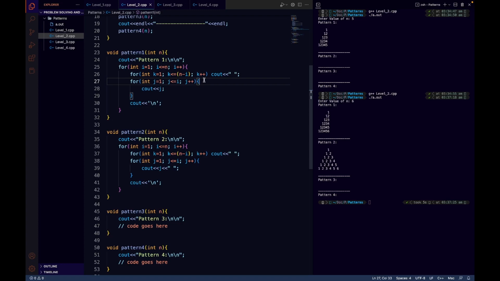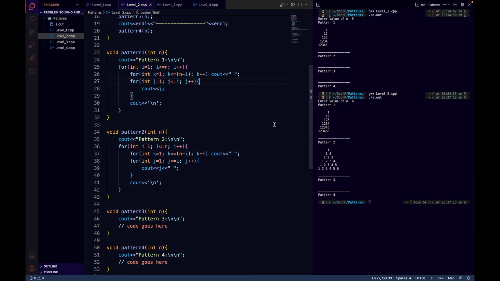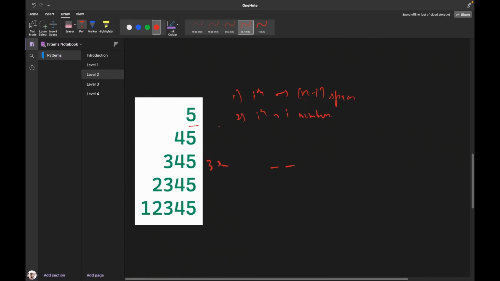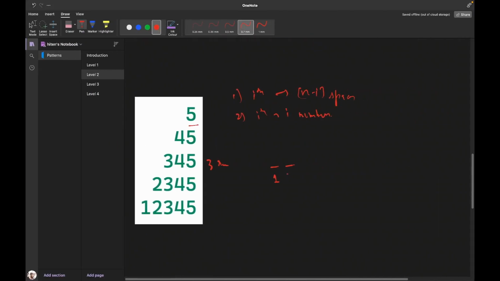Let me take an arbitrary value of i. Let us assume that we are on the third row. On the third row we are printing two spaces, right? The for loop starts with k as 1, and that prints one space. With n being 5 and i being 3, the limit is 2. So k gets incremented to 2, and we check whether 2 is less than or equal to 2, which is true. So it prints another space.